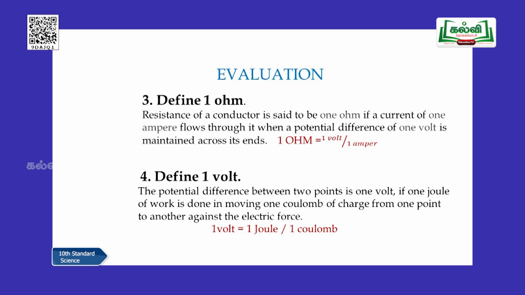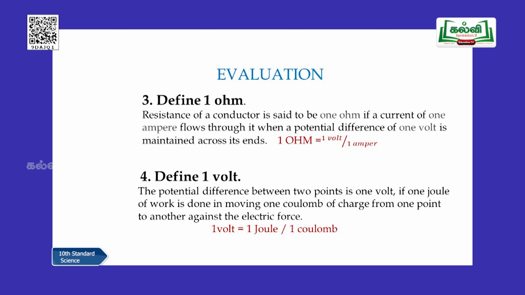Now third question, define 1 ohm. That is, the definition is based on the units of potential difference and the current. Okay. Now resistance of a conductor is said to be 1 ohm if a current of 1 ampere flows through it when a potential difference of 1 volt is maintained across its ends. So 1 ohm is equal to 1 volt by 1 ampere. Now let us go to the next question.